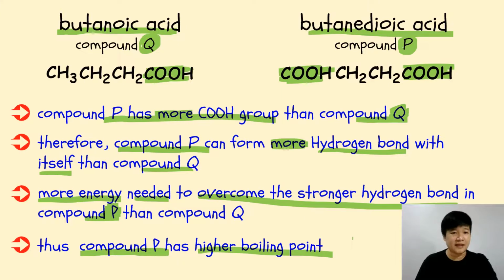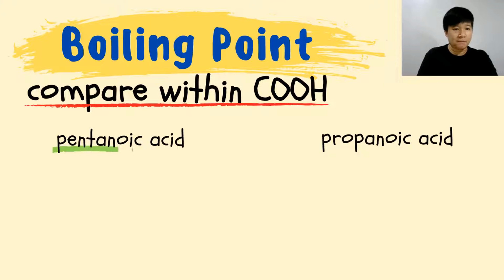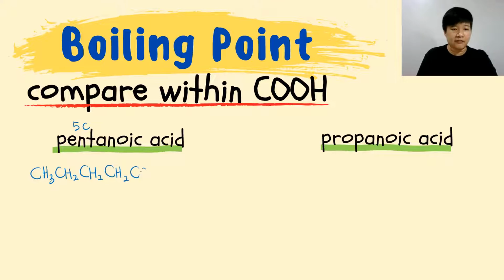Let's jump into another example. Another example that we have right now is our pentanoic acid and also propanoic acid. So your pentanoic acid over here is a 5-carbon carboxylic acid because it's a penta. So my pentanoic acid shall look something like this. 3 carbon, 4 carbon, and my 5-carbon carboxylic acid. My propanoic acid, on the other hand, is a 3-carbon carboxylic acid. So it shall look something like this.